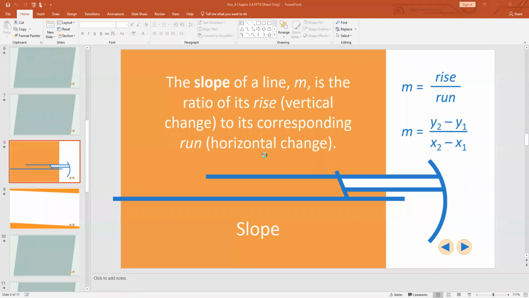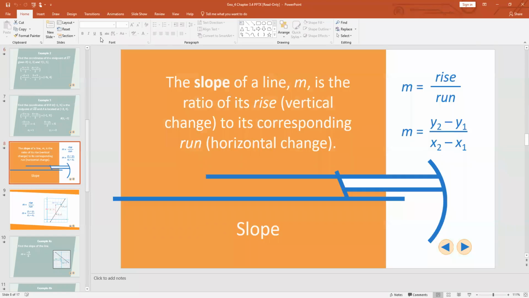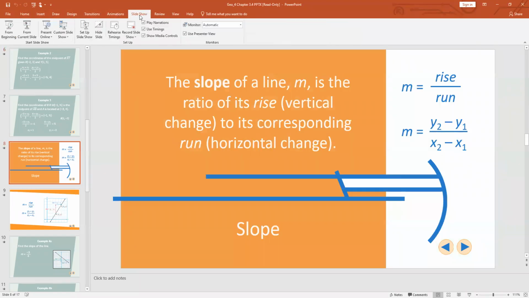That is not what I told you to do. Let's try this again. Nope. I don't have time for that. There we go. Slope and slideshow from current slide.